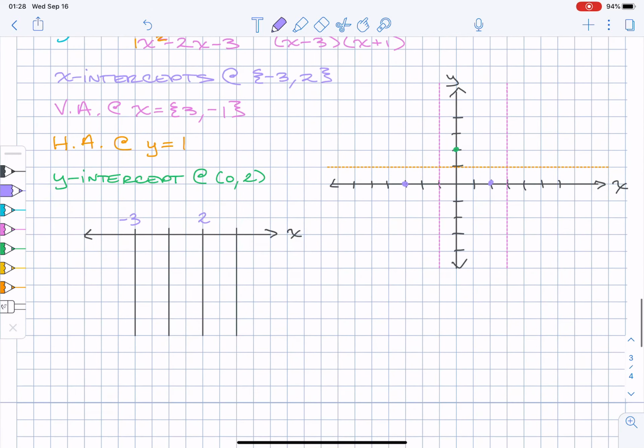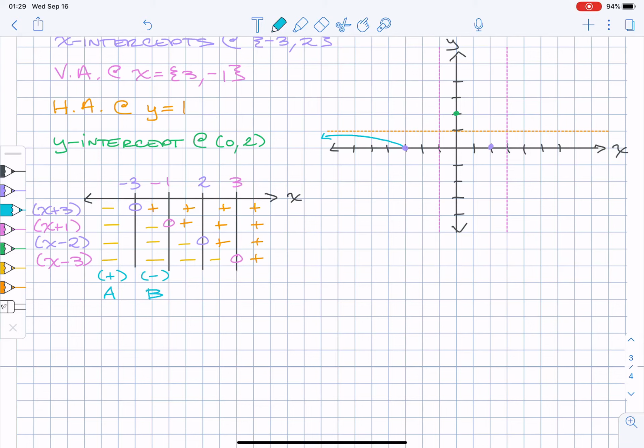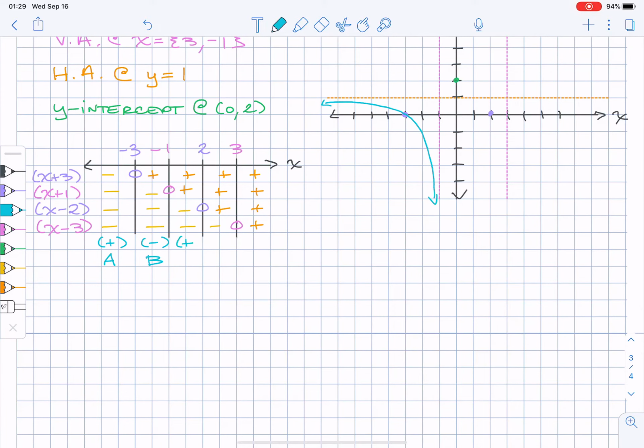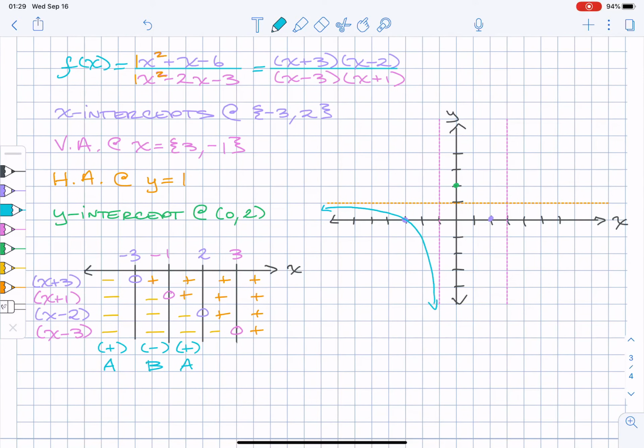3 negatives make a negative, so that's beneath the x-axis. So right away, if I'm to the left of -3, I'm above the x-axis, so I know it's going to be here. Then if I'm between -3 and -1, I'm beneath the x-axis, so I do something like so. Okay, so now between -1 and 2, 2 negatives make a positive, so I'm above the x-axis. Do something like that.